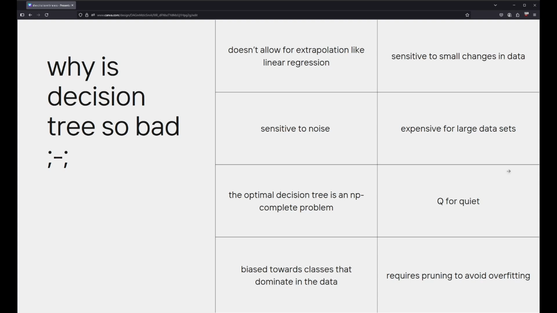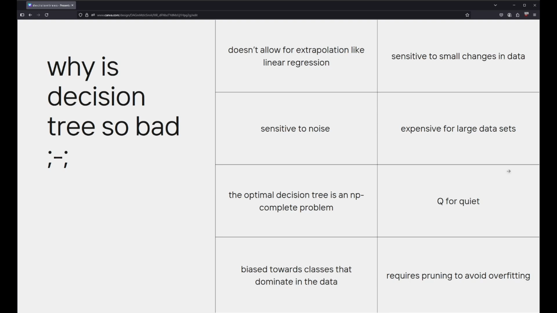Another thing that's bad about decision trees is that it's sensitive to small changes in data. It's sensitive to noise. For larger data sets, it's quite expensive to do training on it. Like I was saying before, the optimal decision tree, or the maximum decision tree, is NP complete. So obviously NP complete problems, I believe, are exponential in order to verify the solution. Please do correct me if I'm wrong.